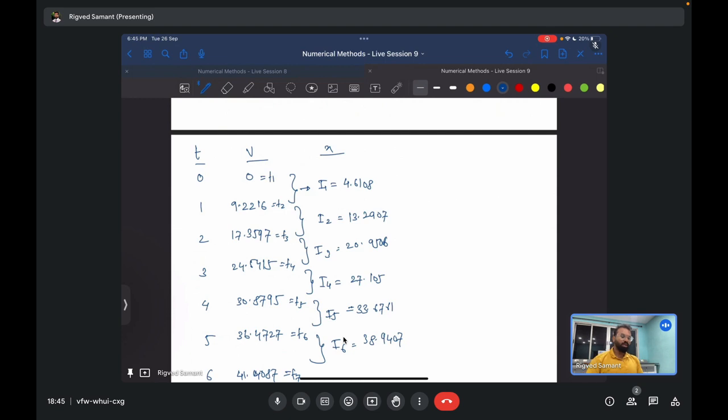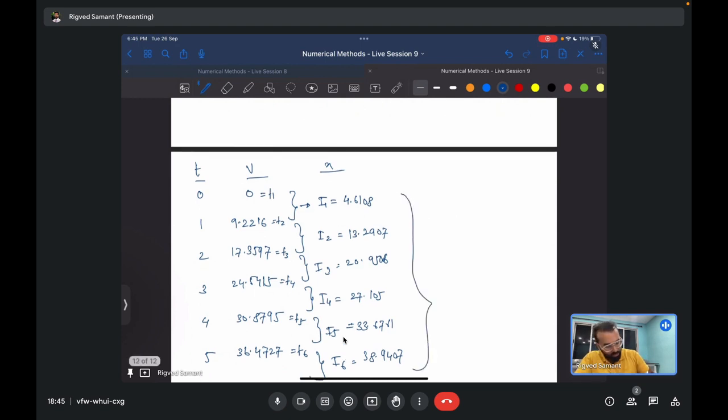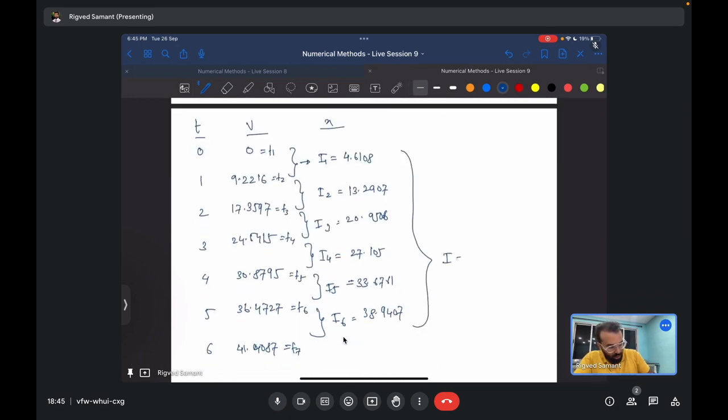So basically you are finding out the area under the curve for each strip, and now you will add them up to find the value of I, and that value would come as 139.179. So this is your I value, which is nothing but your distance, that is S is equal to 139.179 meters. So this much distance he has traveled.